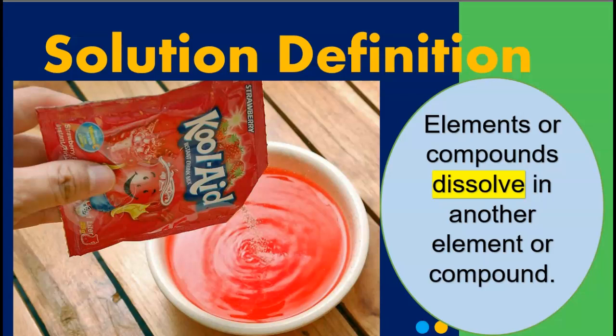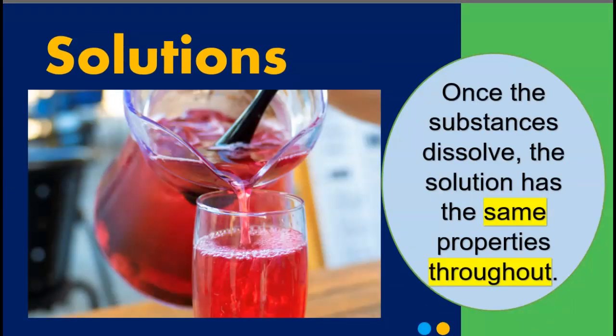Have you ever made Kool-Aid or any drink mix where you actually add the sugar and the little packet? So the elements or compounds that are in that Kool-Aid packet will dissolve in another element or in a compound like water. And once that Kool-Aid packet or whatever substance you've added dissolves, the solution, or the water with the Kool-Aid in it, has the same properties throughout. And it even looks the same because the whole thing turns red in this picture, doesn't it?